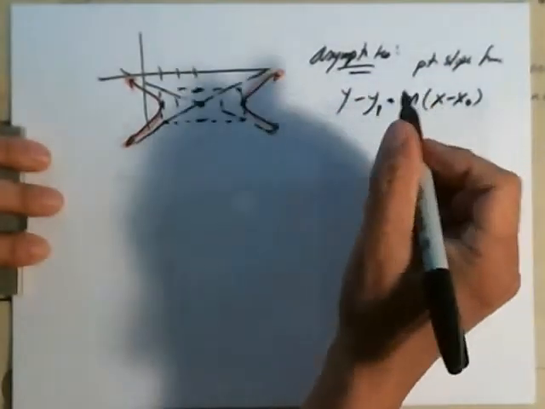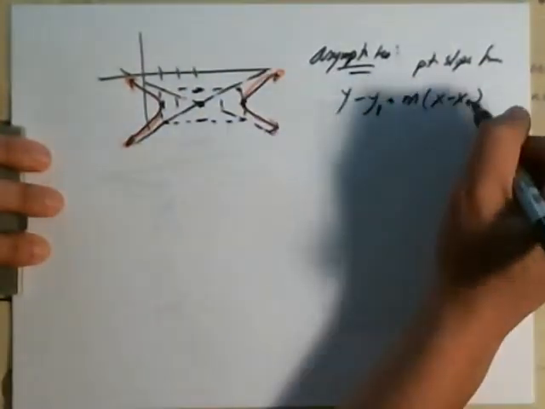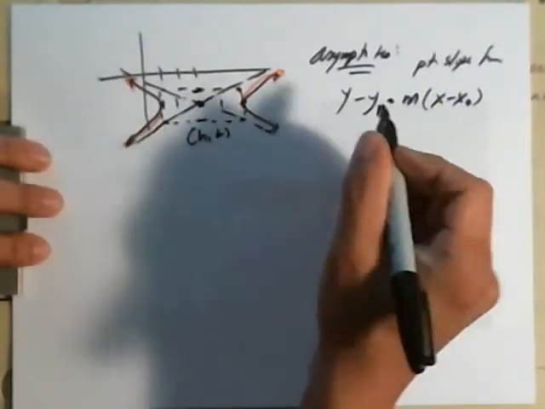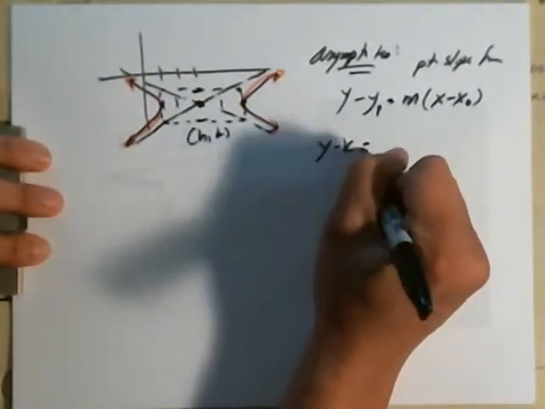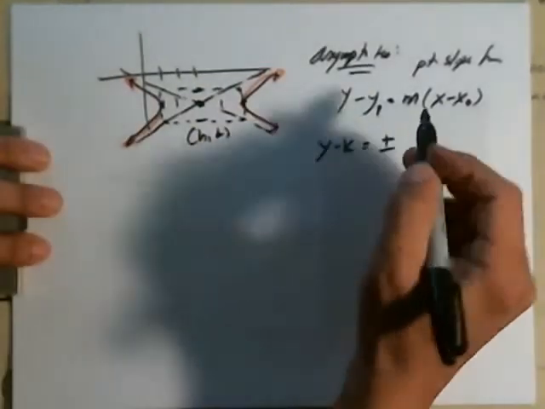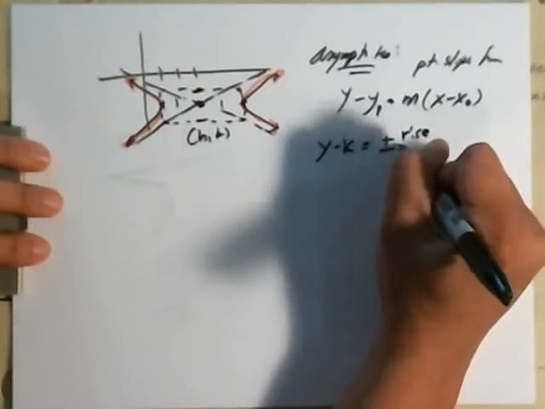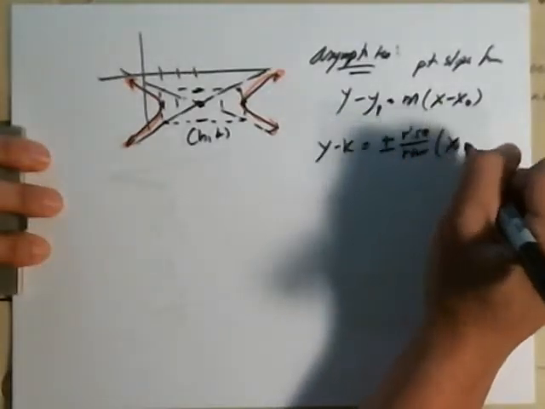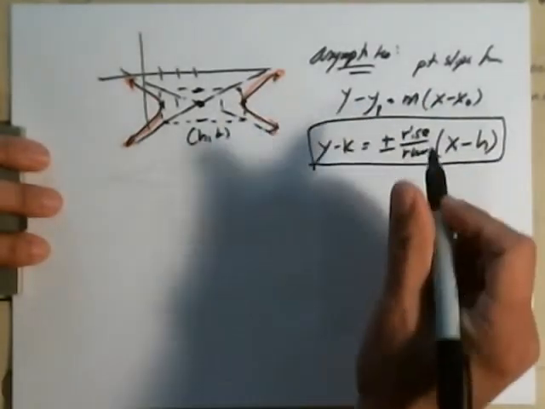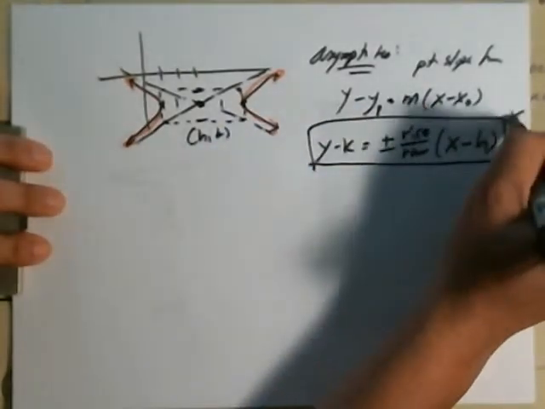Since it has to go through your center, which is h comma k, y minus k is equal to plus or minus, that's the plus, that's the minus, the slope, your rise over your run, times x minus h. Write this down somewhere, please. This is a formula you're going to need to use.